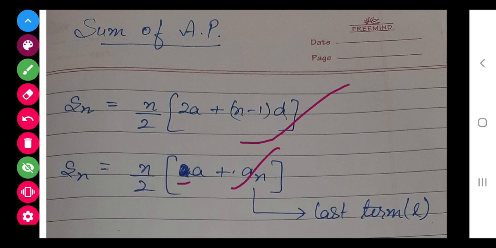If we know the last term, first term, and n, we can implement this formula. So class, let's proceed. And this last term is also denoted by l. So class, this is one thing. Now class, we will proceed with the exercise.